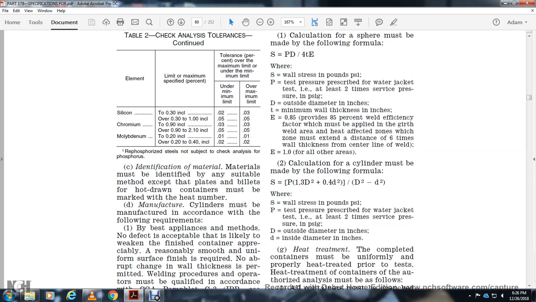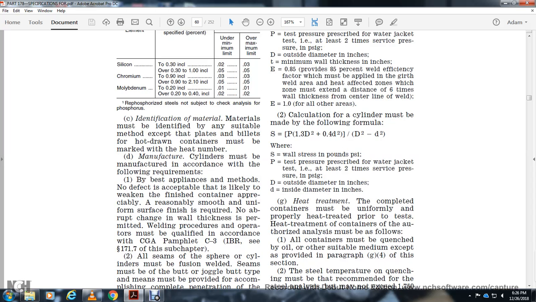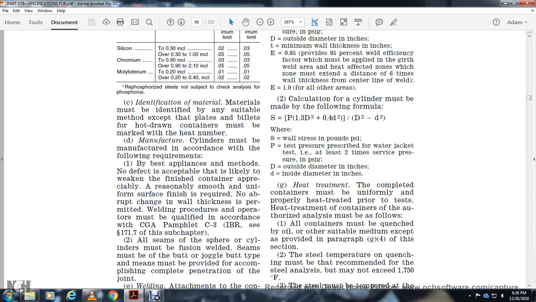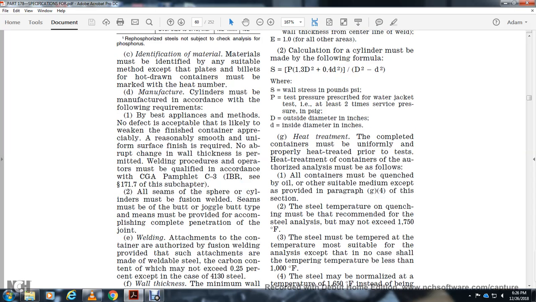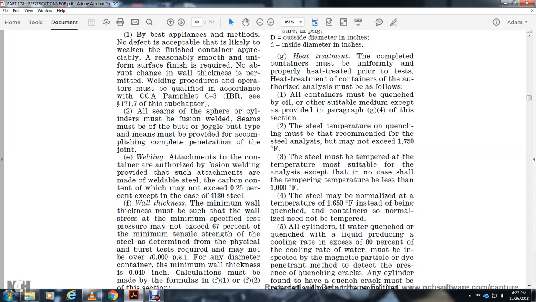The operator must be qualified in accordance with CGA pamphlet C3. All seams of the sphere or the cylinders must be fusion welded. The seams may be butt welded, with the butt type joint providing complete penetration. Welding of attachments to the container is authorized with fusion welding, provided such attachments are made of weldable steel with carbon content not exceeding 0.25 percent, except for the case of 4130 steel.